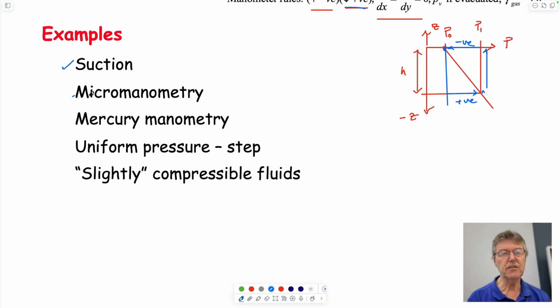We won't talk about micromanometry. It's kind of obscure. We've already talked about mercury manometry. And we'll talk about a uniform pressure step, and maybe we'll talk about slightly compressible fluids. We assume that water is incompressible.